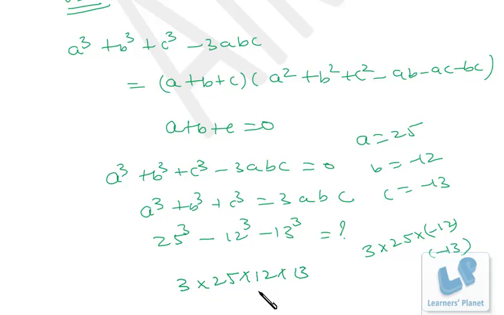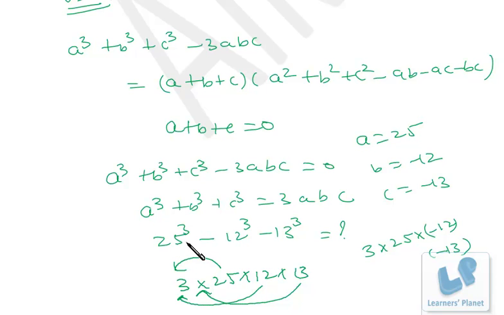Now how could the question be asked? Suppose 25 cube minus 12 cube minus 13 cube. Which of the following is a factor of this? So how many factors do we have? We have a lot of factors. 3 is a factor, 25 is a factor, 12 is a factor, 13 is a factor, 13 into 3, 39 is a factor, 25 into 3, 75 is a factor, 12 into 3, 36 is a factor. So various factors are there.